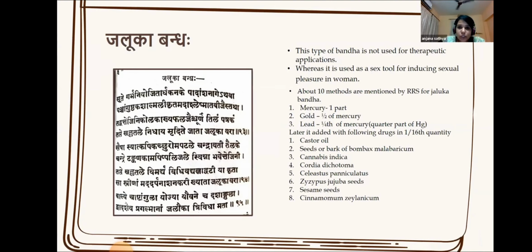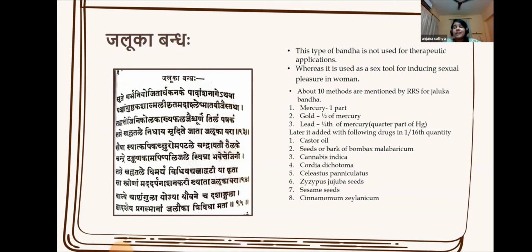And the last Bandha is the Jaluga Bandha. Jaluga Bandha is not therapeutically used. It is basically used as a sex tool at that time, so it is only explained by some of the acharyas. The basic method of preparation is that Parada is triturated with some metals and minerals, along with some kalkadravyas, and trituration is continued until we get a solid form that can be rolled into the shape of a leech.